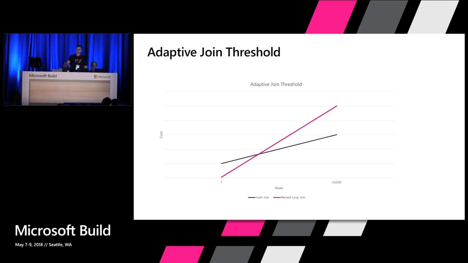If I'm doing a nested loop, there's minimal memory required. I don't have to pre-grant it. But at a certain number of rows, it becomes more costly than the hash match alternative. You see this line, the hash match or hash join line, has a higher initial cost, but then it's less costly over time.